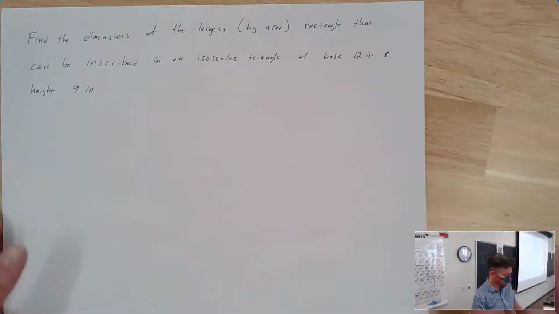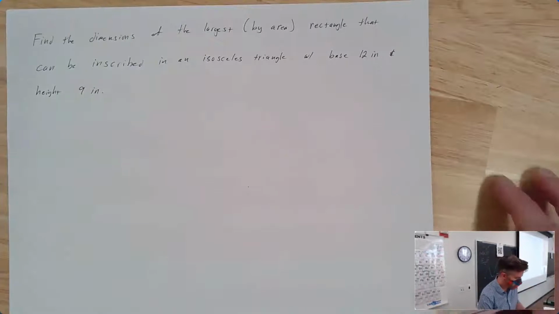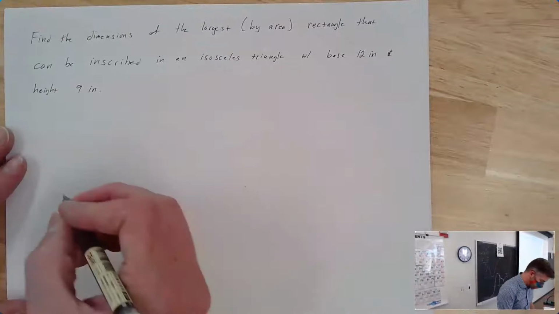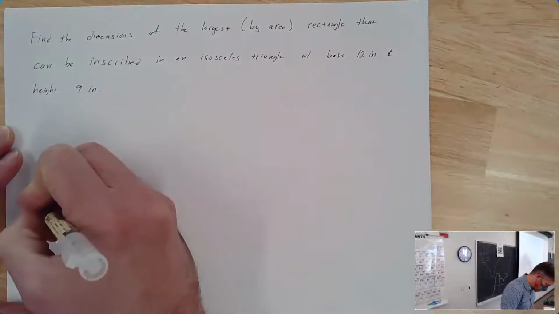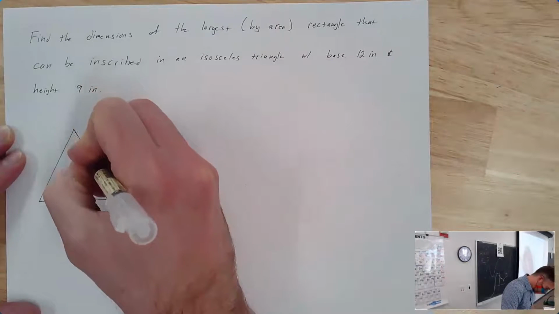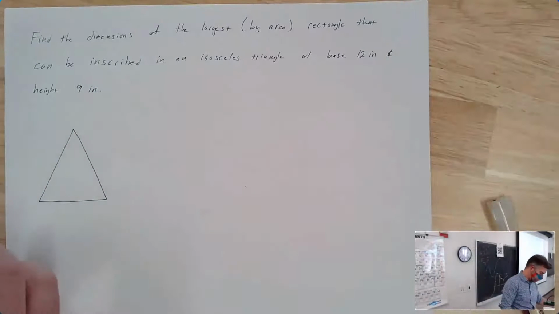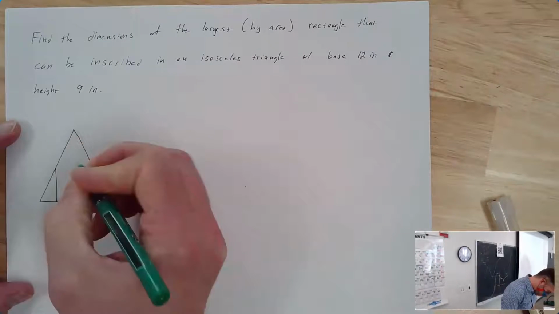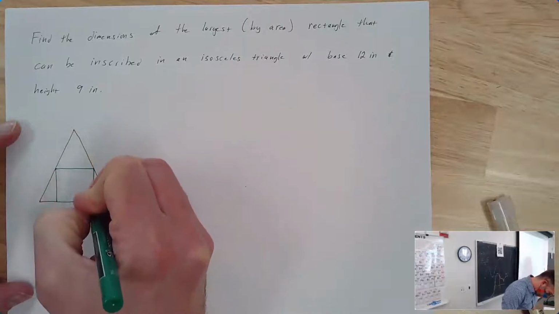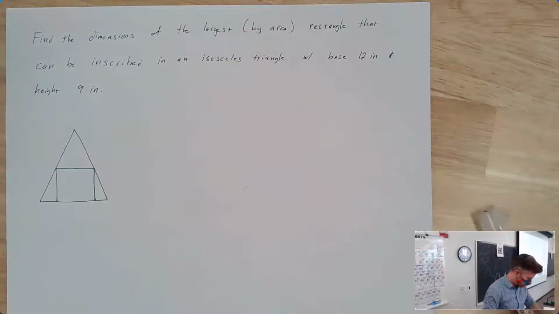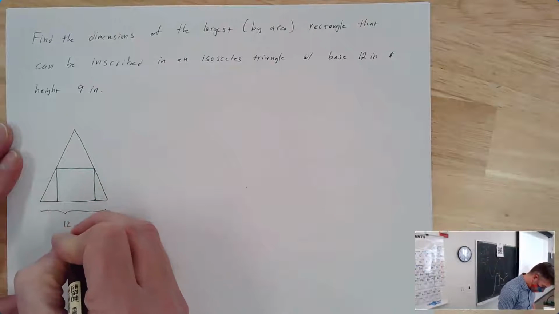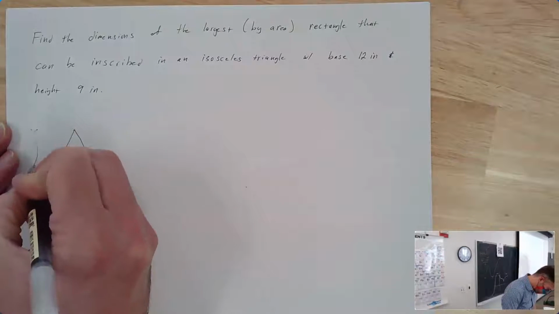Question says, find the dimensions of the largest by area rectangle that can be inscribed in an isosceles triangle with base 12 inches and height 9 inches. Someone draw a picture, of course, because why wouldn't they draw a picture? My isosceles triangle. And here's the rectangle inscribed. And I know that this isosceles triangle has a base of 12 inches and a height of 9 inches.